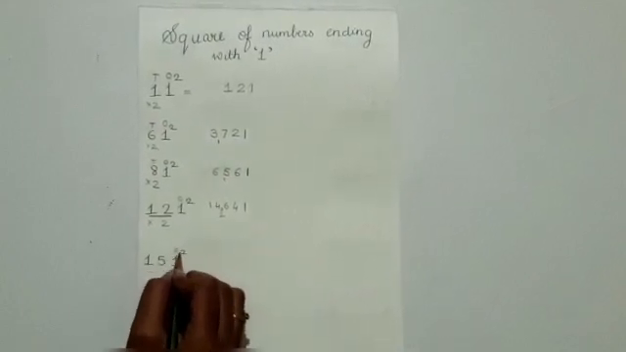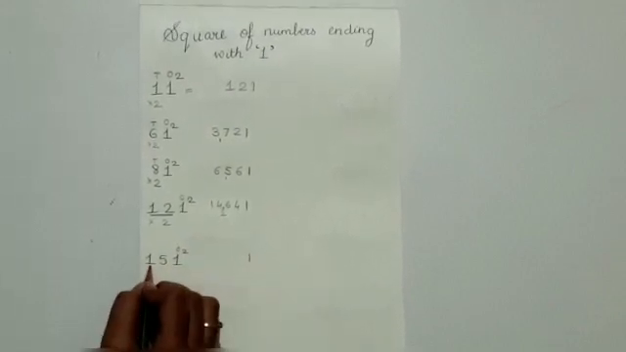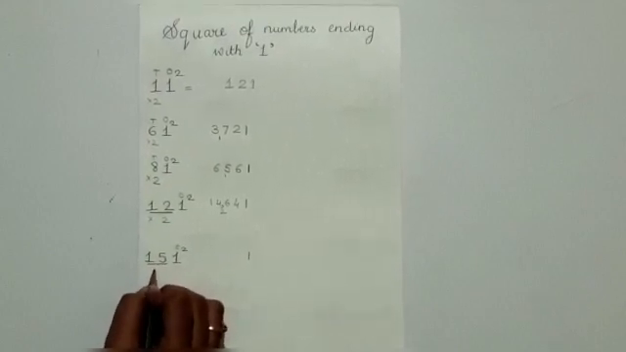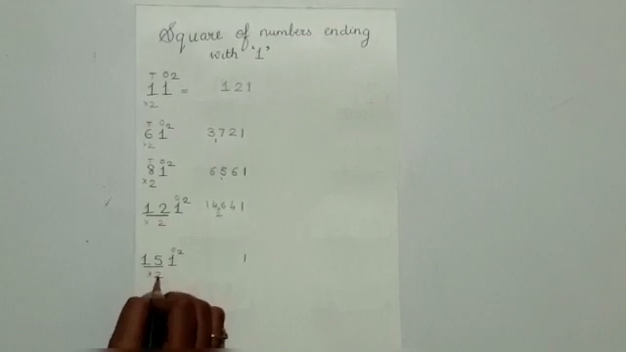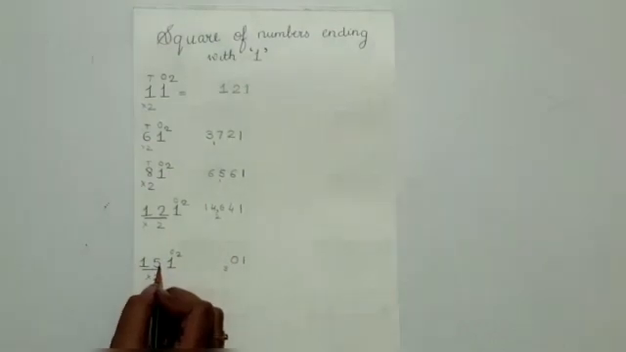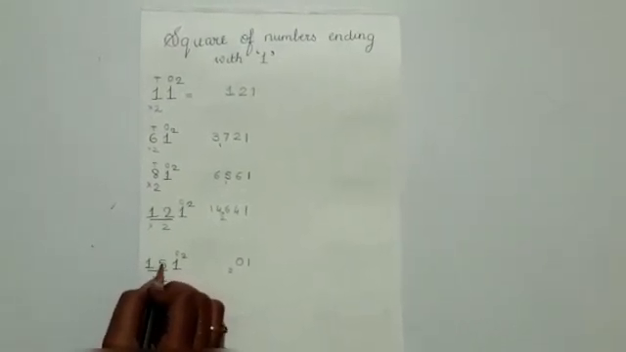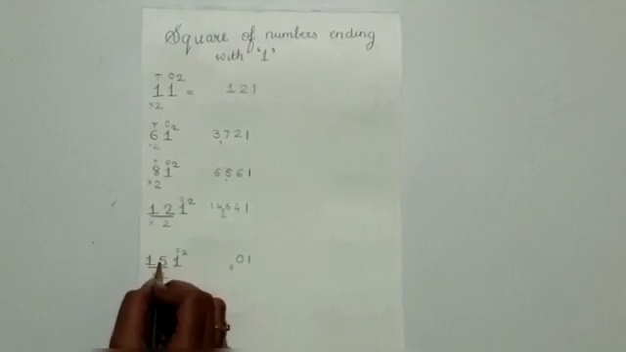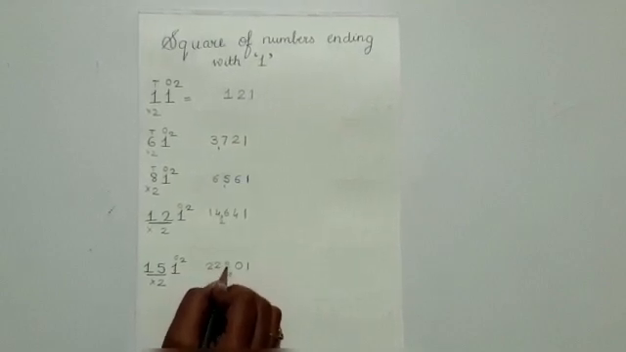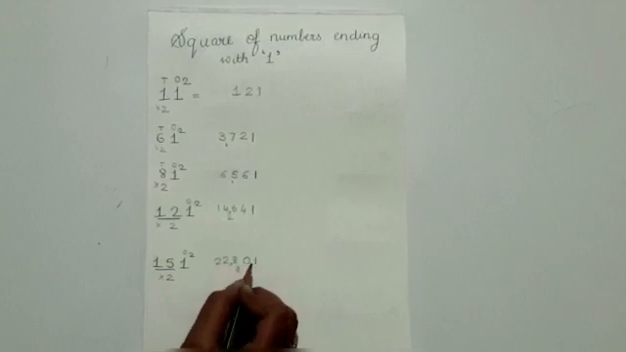The next number which we have here is 151 square. So the first step is 1, take a square of 1, which is 1. Second step is the number in the tens place, we need to multiply it by 2. So we have two numbers over here, we'll multiply it by 2. So 15 into 2 is 30. So 0 I'll write here and 3 I'll carry to the next number. Third step is the number in the tens place, we have to take the square of that number. So 15 square is 225. So 225 plus 3 is 228. So 151 square is 22,801.